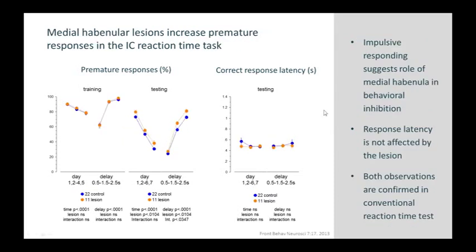We went on to test also the animals with medial habenula lesions in this task, and again we found increased impulsivity as evidenced by a higher number of premature responses. In these animals, the reaction time was absolutely normal. These animals were also tested in a conventional form of a reaction time task in a Skinner box, and the same result was found there as well.